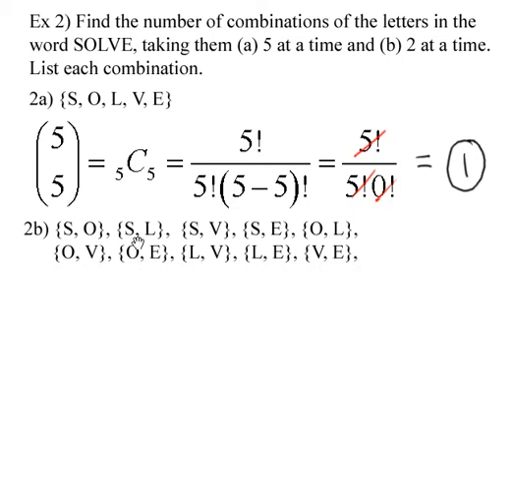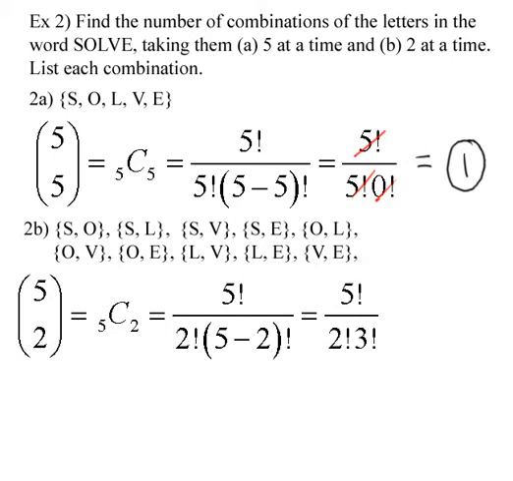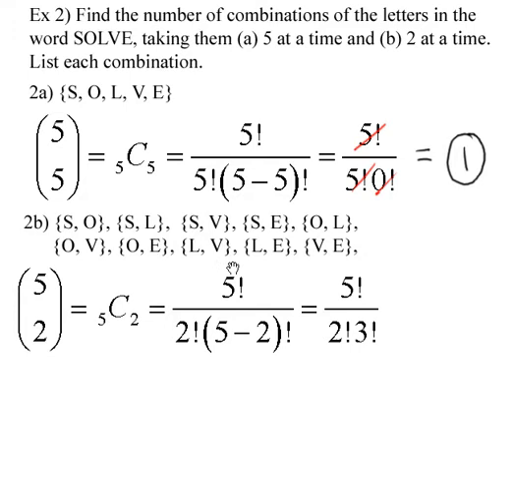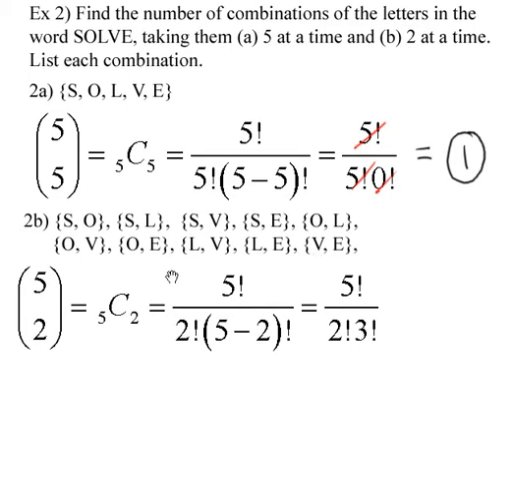Here's the possibilities, though. For part 2, let's take and list 2 at a time. Now for 2A, we did list. There's 5 choices. We just take all 5. There's only one way to do that. All the combinations of taking the letters SOLVE, listing subsets of 2, we've done that for you briefly, but let's verify that that number of subsets is correct. We've got S with the O, S with L, S with V, S with E, O with L, O with V, O with E, L with V, L with E, and V with E.